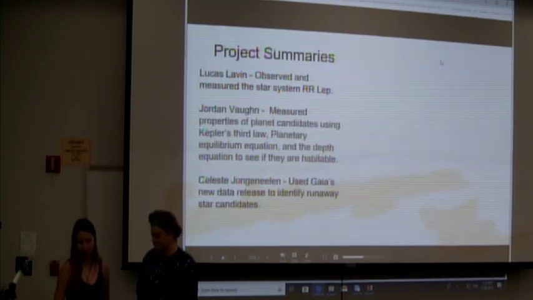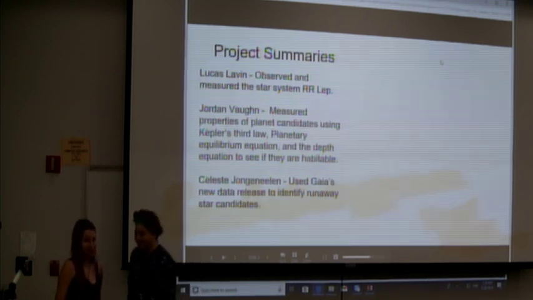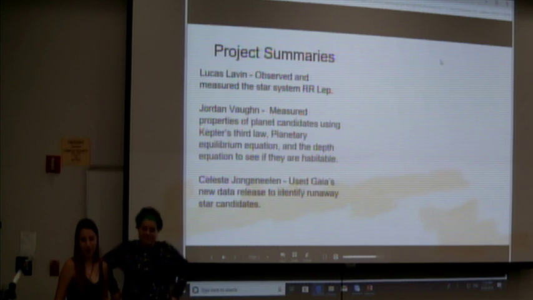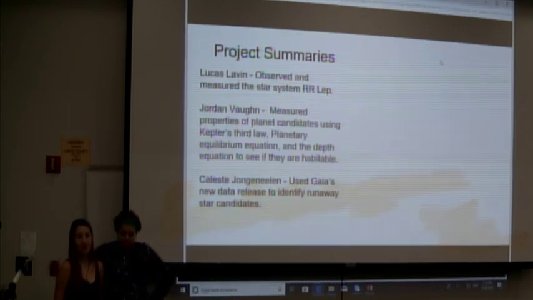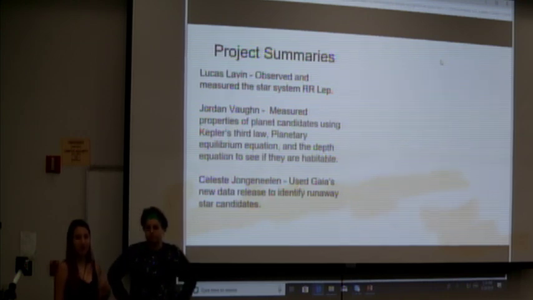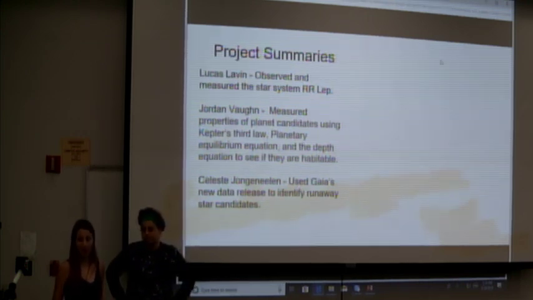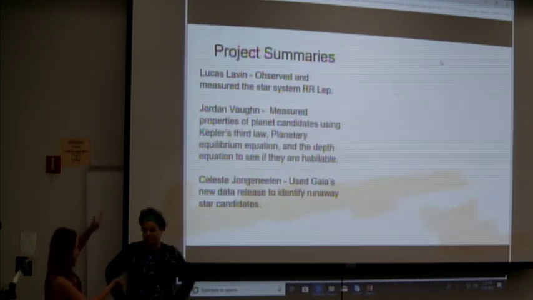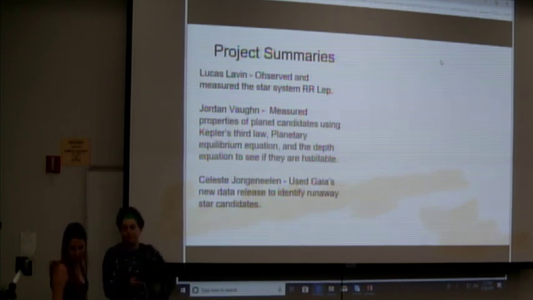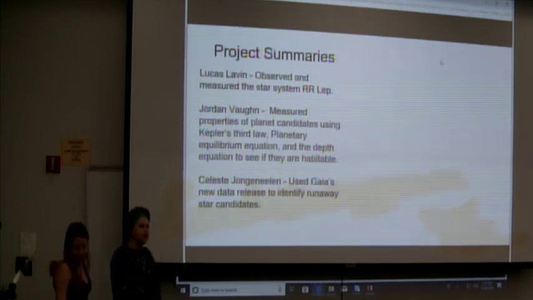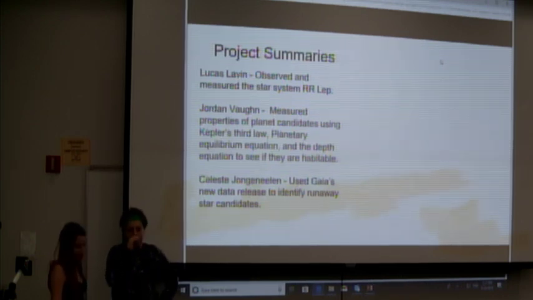Going to UH. Okay, so what Lucas did, he's not here, he's in Manoa, is he observed and reflected. What I did was I measured the properties of planet candidates using Kepler's third law, the planetary equilibrium equation, and the depth equation to see if they were habitable. And Celeste? The Star Cluster group used Gaia's second data release. I actually used Gaia's first data release when it had just come out, and I used it to find something called runaway star candidates.